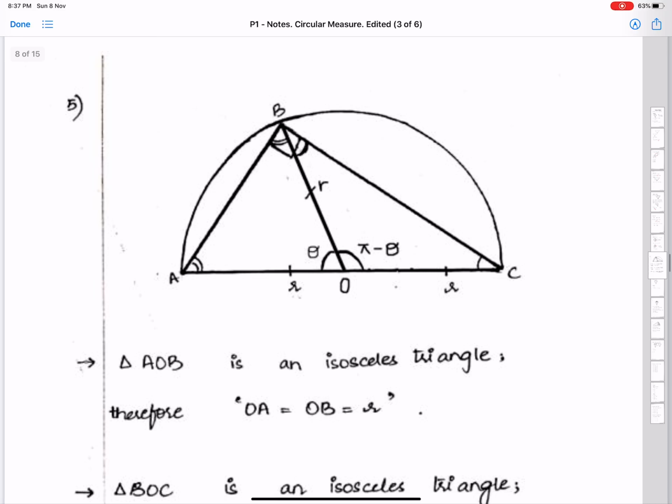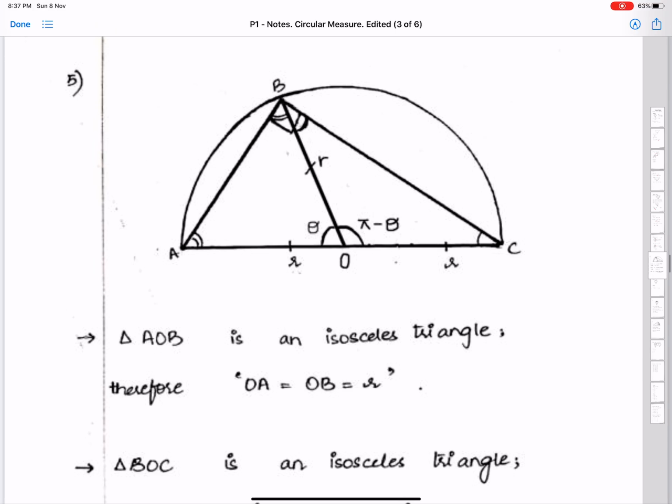Well, this is a semicircle, and you have done this property in O levels, that the angle subtended by the diameter at the circumference is always 90. So this angle is 90 degrees, and since these two are radii, this one is also a radius, so this triangle is isosceles and this triangle is also isosceles. Since this angle is theta, therefore this angle will be pi minus theta.